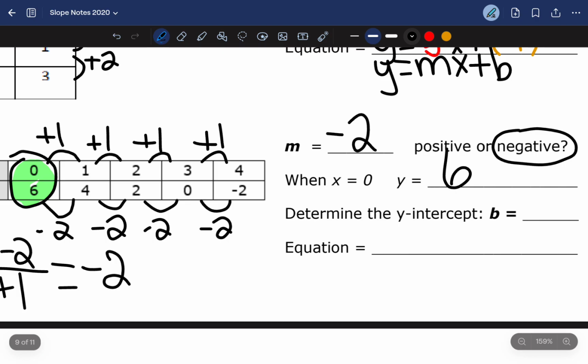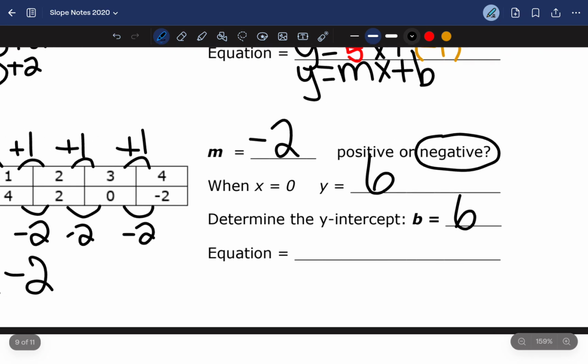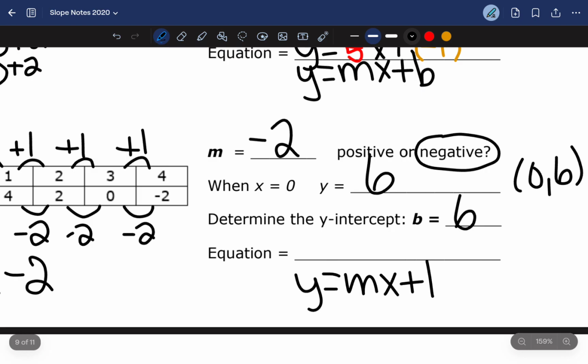It says to determine the y-intercept. Well, it's just going to be that number 6. Because remember, that coordinate is 0, 6. And that's where the line crosses the y-axis. So now we write our equation. I'm going to put the formula down below. So I have y equals mx plus b. And I'm going to plug in our numbers. So it's y equals, instead of m, which is up above there, we're going to put -2 x plus, and our y-intercept, or b, is 6.